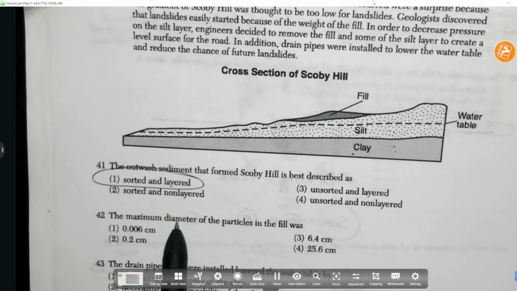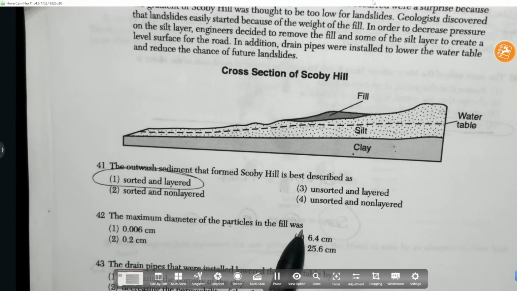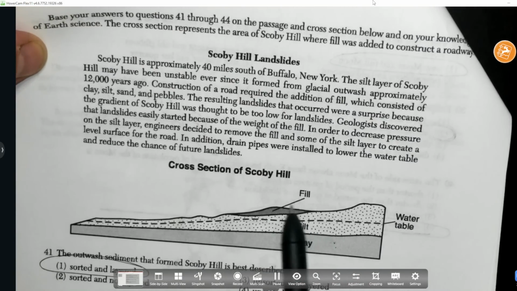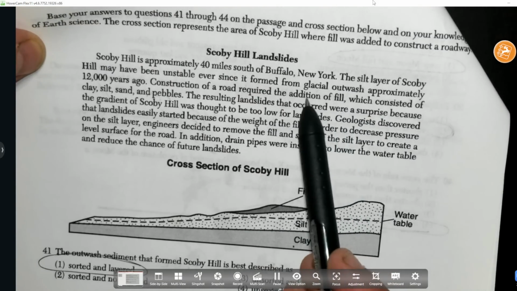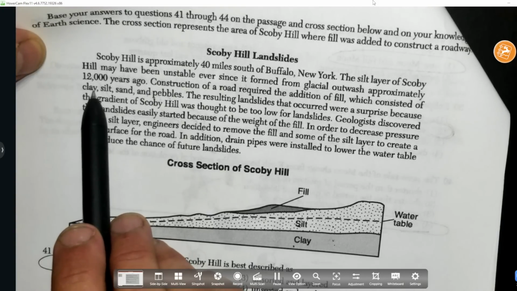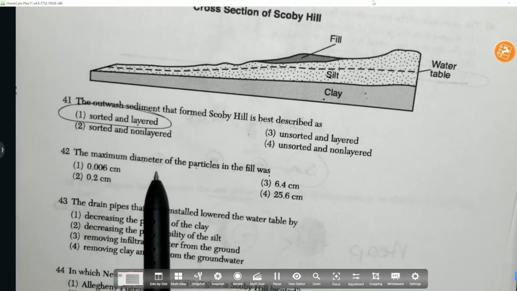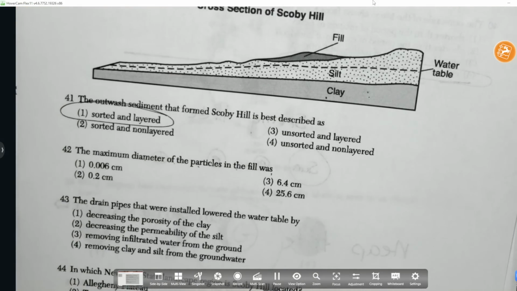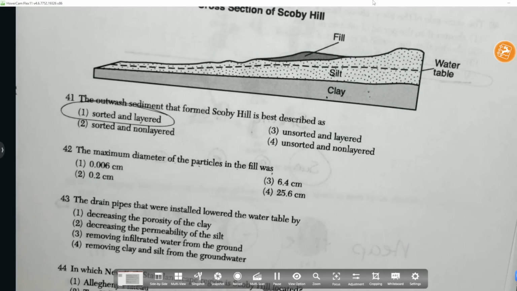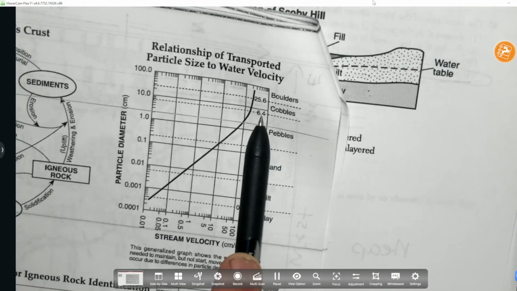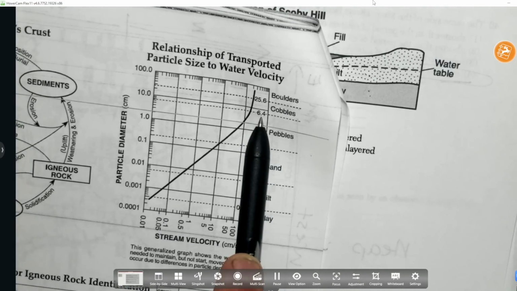The maximum diameter of the particles in the fill was what? So they ended up filling up some of the land on here to build a road. The fill was made up of different sized particles, including clay, silt, sand, and pebbles. They're saying, what was the biggest piece of fill? ESRT, page 6. The largest thing they mentioned was pebbles, and the largest pebble was 6.4 centimeters.